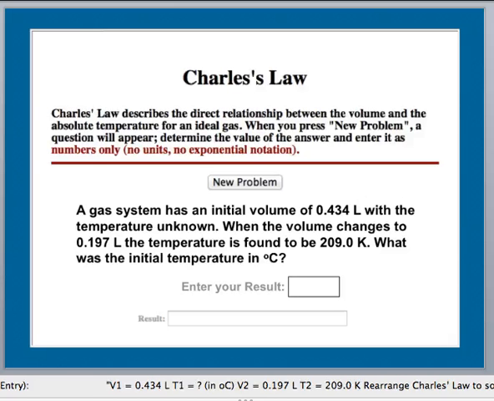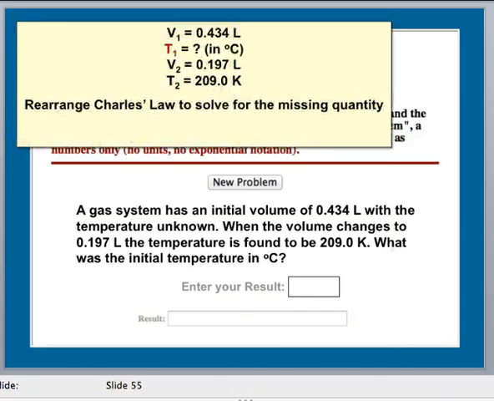All right, we want to identify our initial volume, our initial temperature, final volume, final temperature, and it looks something like this. We're looking for T1, we know T2. Again, we want to express this in centigrade when we're done. Both of our volumes are in terms of liters. That's good. They can be anything as long as they're the same.